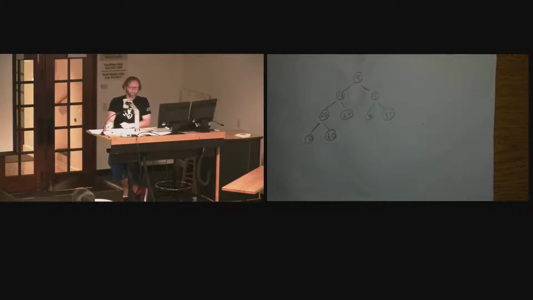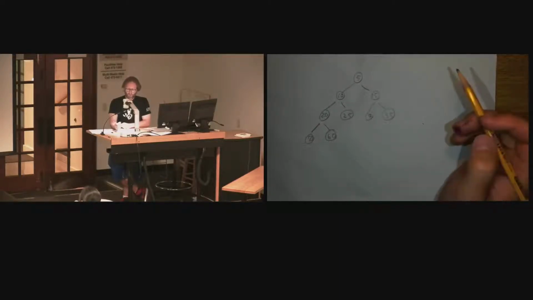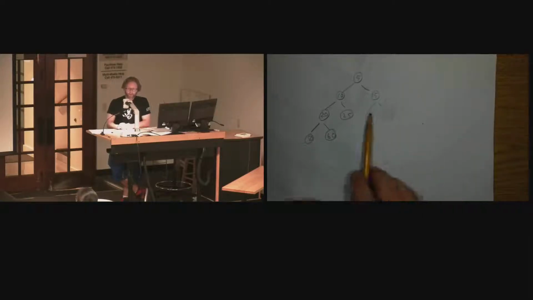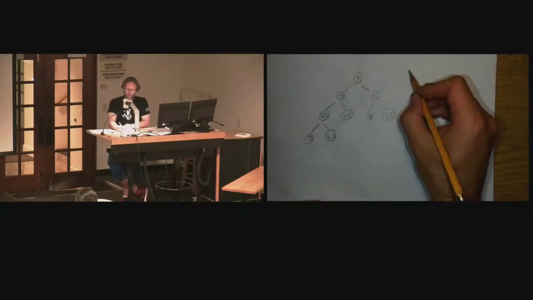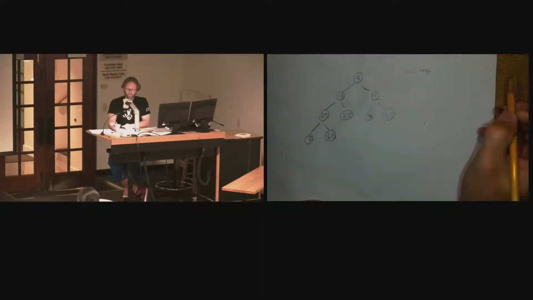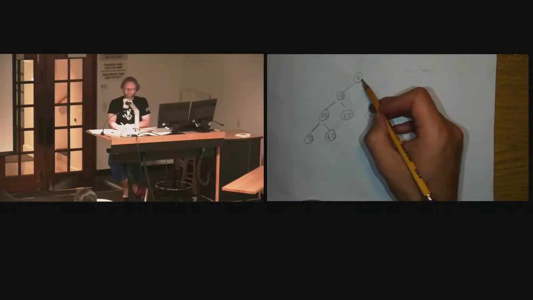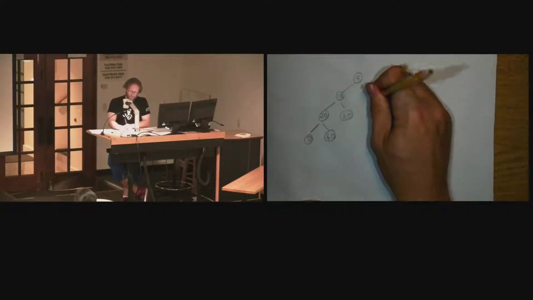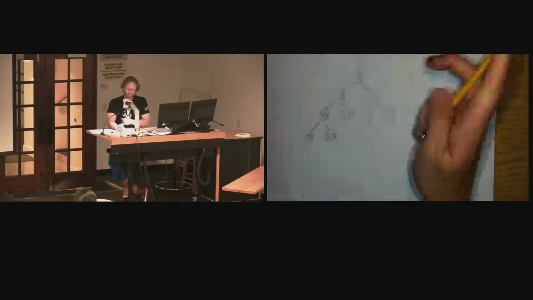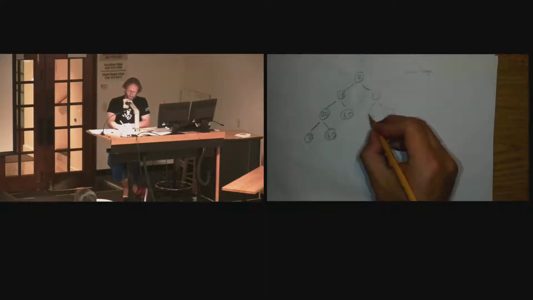Is this a heap, a min heap? Nope. So where does it need to be? Does it need to be higher or does it need to be lower? Remember, it's a min heap. The minimum thing is at the top. So it's out of sorts with its parent. Okay. What do we need to do then? Or what can we do? Swap it with its parent.